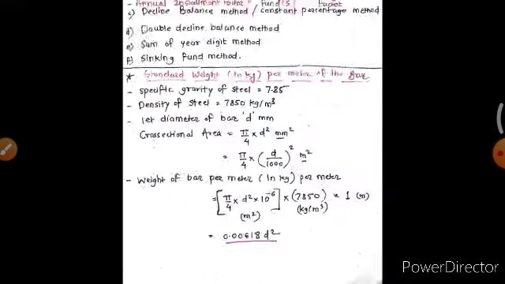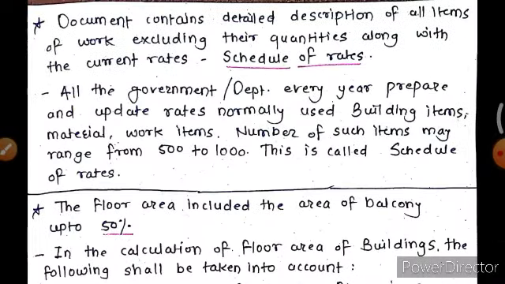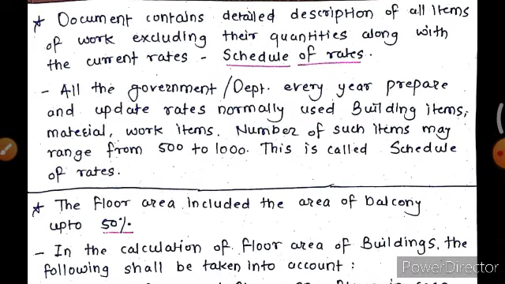So this is very important. Then the next one is: the document that contains a detailed description of all the items of work, excluding their quantities, along with the current rate, is the schedule of rates. Every year, government departments prepare and update rates. Normally used building items, materials, work items. The number of such items may range from 500 to 1000. This is called schedule of rates.